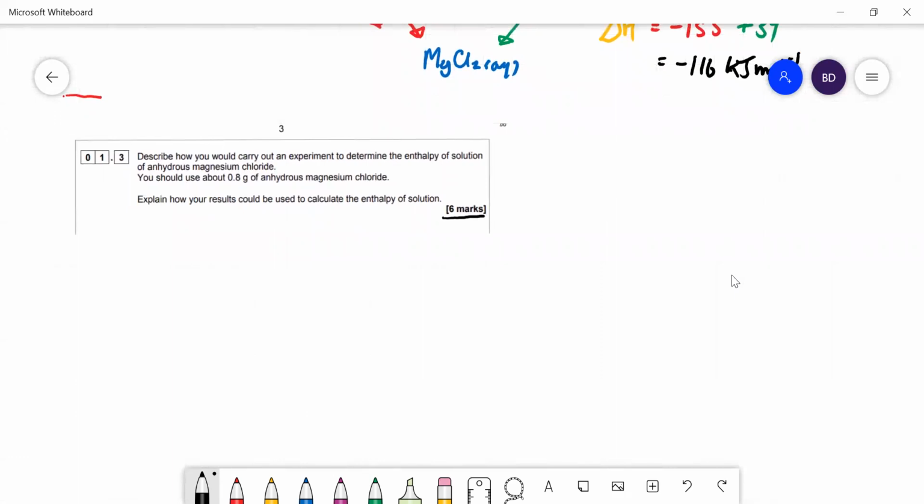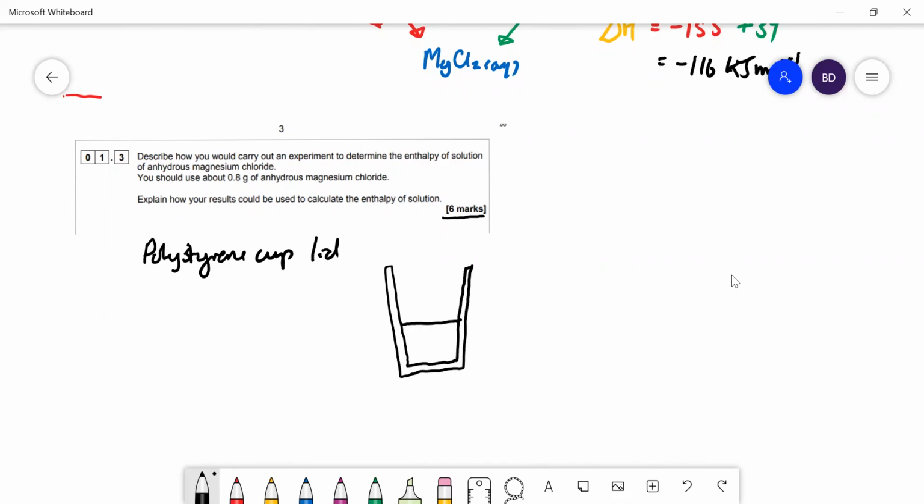Okay, so what we are going to do is we need to have probably a polystyrene cup as the reaction vessel, because it's a good insulator, and it's a good idea to have a lid with that. Okay, and so here's our polystyrene cup. We've got to put a suitable volume of water in there. Well, I would think 25 centimeters cubed would be a reasonable amount of distilled water, and we would probably measure that using a measuring cylinder.